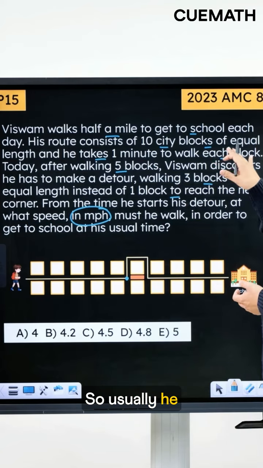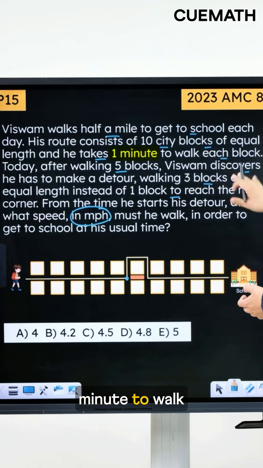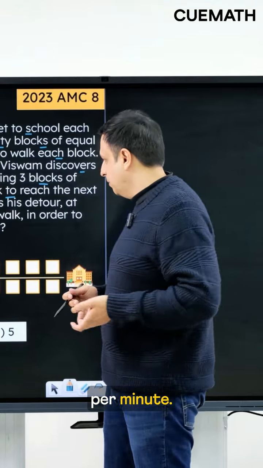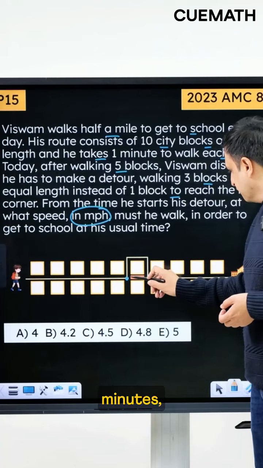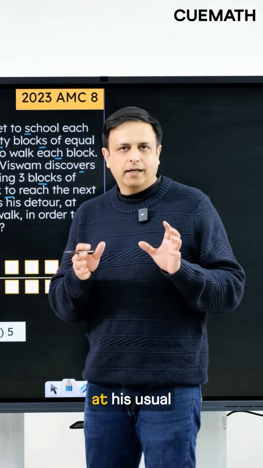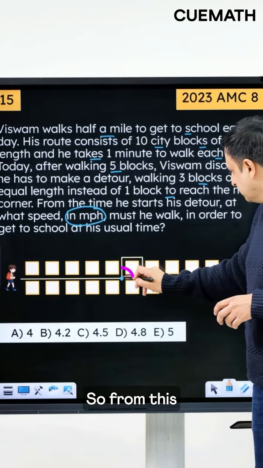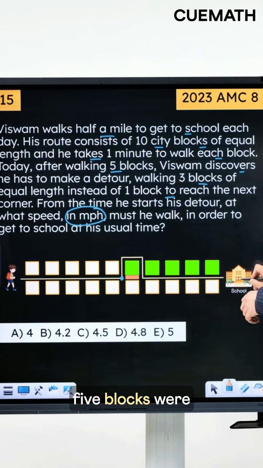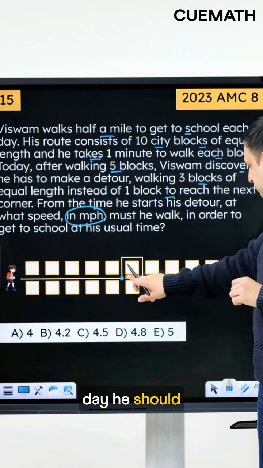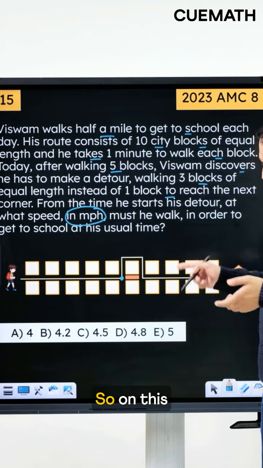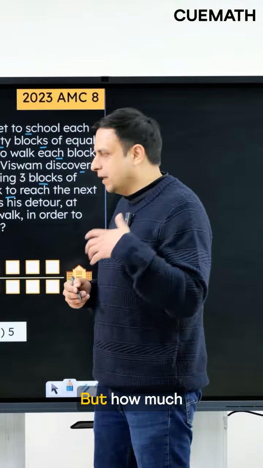So usually he takes 1 minute to walk each block. So his speed is, let's call it, 1 block per minute. Now this day, after 5 minutes, he has to make this detour, but still get to the school at his usual time. So from this point, normally he would have taken 5 minutes to get to the school because 5 blocks were left. But even this day, he should take 5 minutes to get to the school even after having made this detour. So on this day, he will have to obviously walk faster, but how much faster?